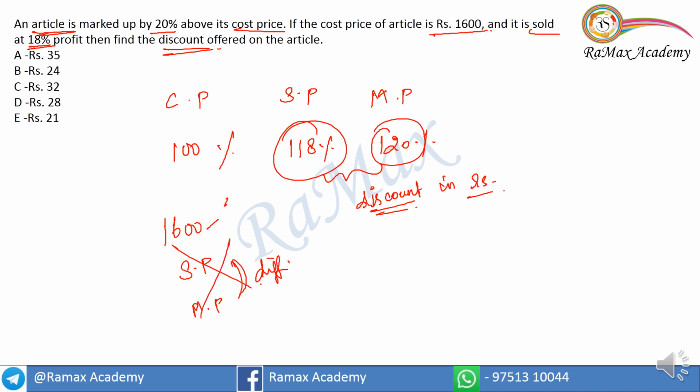No need to calculate these things. Just try to know the difference between the sales percentage and market price percentage, which is 2%. Just apply this on the cost price 1600, which is 32. So here 32 is the discount price offered for the articles.